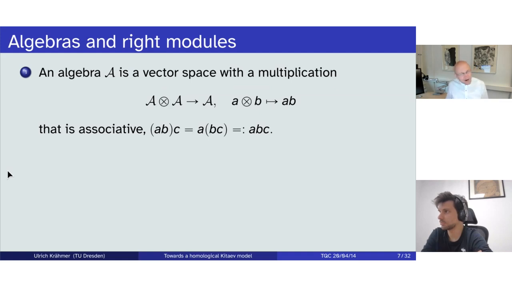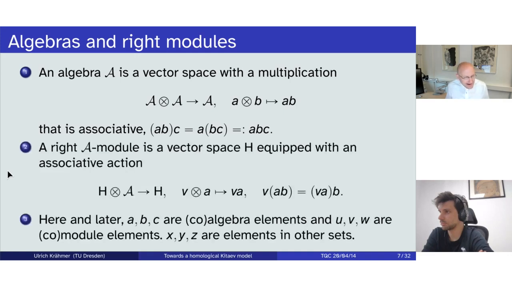And this allows me to just write ABC for what I get when I first take the product of AB and then multiply by C, or do it the other way around. Good. And when I have an algebra, I can then talk about modules over this algebra. It could be right modules. So I have some kind of right associative action of the algebra A on some vector space H, where I multiply vectors with elements of the algebra.